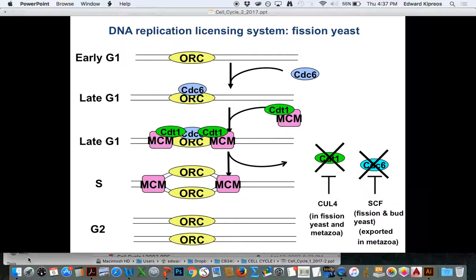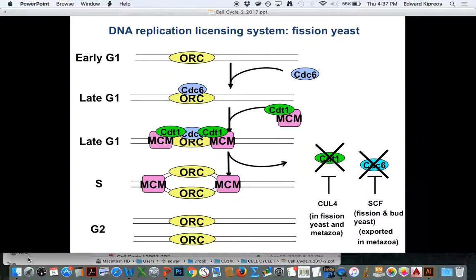So they use the licensing system. So this is your answer to what license is. So the origin recognition complex binds to the origin. It's bound all the time. The licensing factors are CDC6 and CDT1. This is for fission yeast, but it's similar in all these things, with slight variations. So in fission yeast, where it's worked out, CDC6 binds to the ORC, and then the CDT1 binds to the CDC6, but it brings in a helicase.